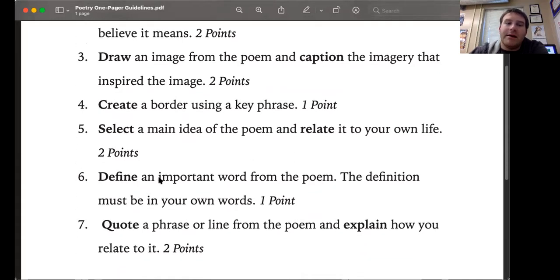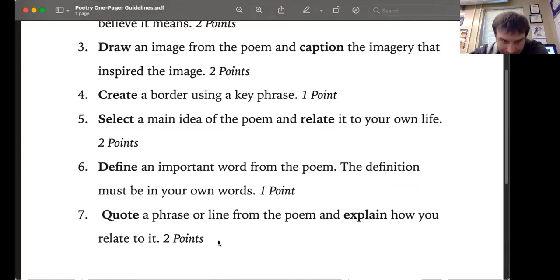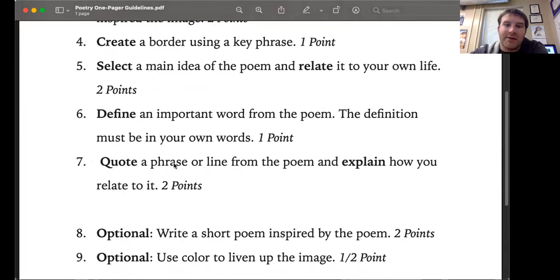Then you're going to pick an important word from the poem and define it in your own words. It needs to be in your own words. I don't want you to just pick out a dictionary definition and throw it on there. Turning it into your own words requires you to use your brain a little bit more and think about it, and learning happens because thinking equals learning. You need to use that to learn. So that's why I want you to write it in your own words and not just copy it out of a dictionary. Then last but not least, you're going to quote a line or phrase from the poem and explain how you relate to it. This is similar to the main idea, but this is a specific line that you relate to.